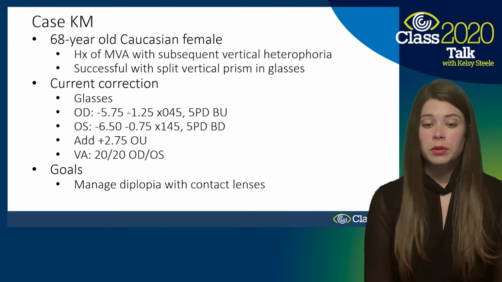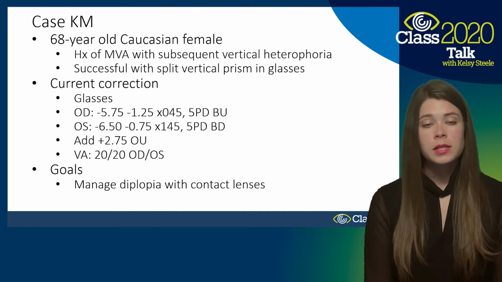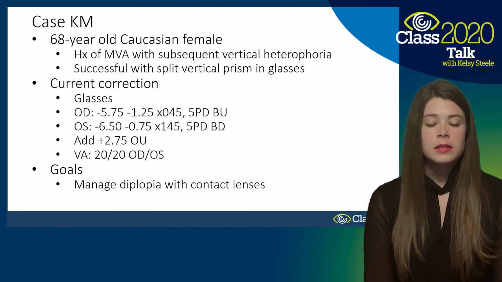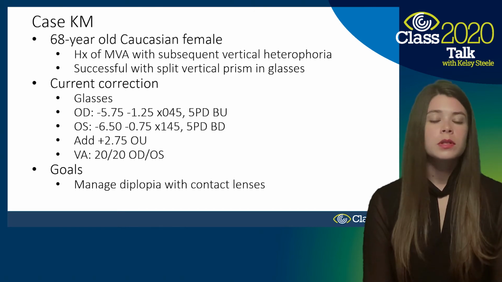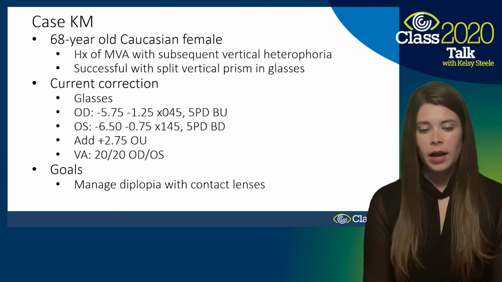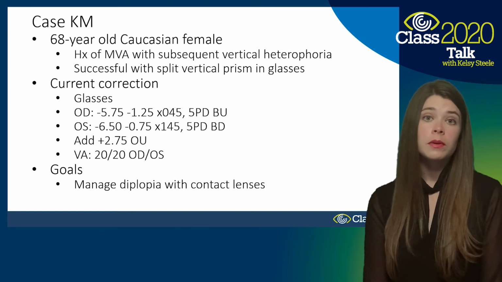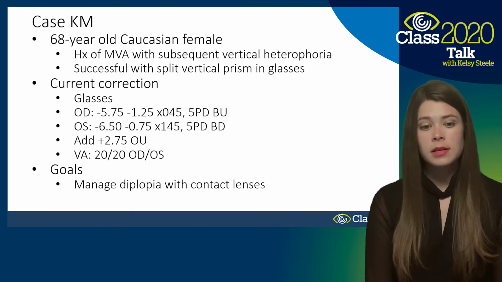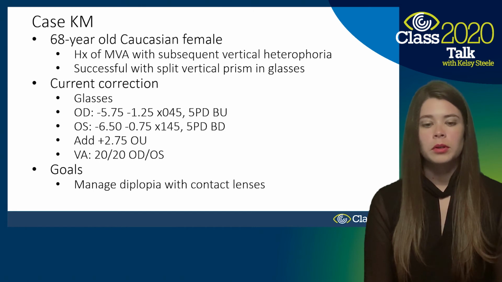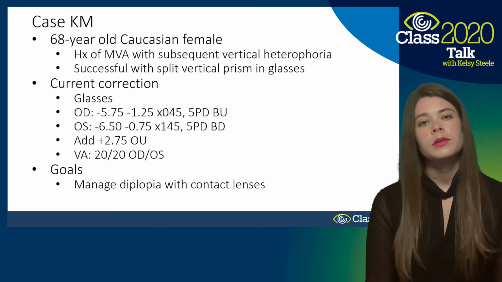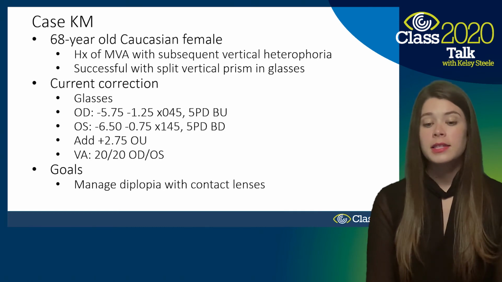So moving on to a prism patient, patient KM was a 68-year-old Caucasian female. Her history was pertinent for a motor vehicle accident. And so she had vertical diplopia following this motor vehicle accident. She was doing pretty well with split prism in her glasses. You can see that she has base down and base up split between the eyes. She also had a progressive addition lens. So she was interested in managing her diplopia as well as her refractive error with contact lenses.